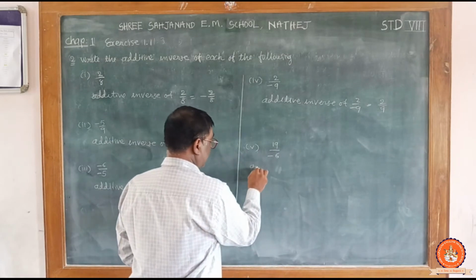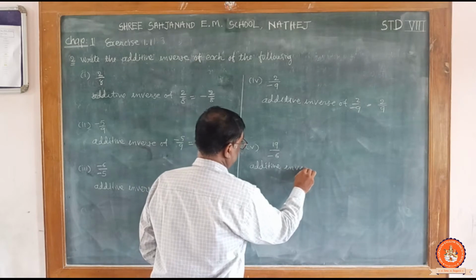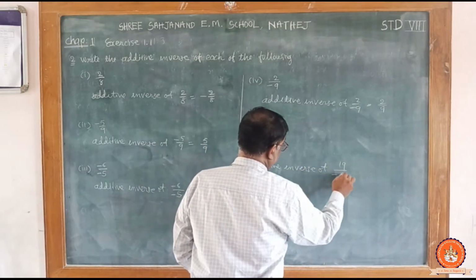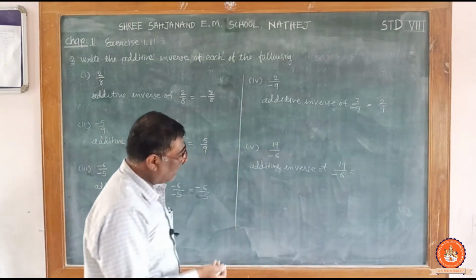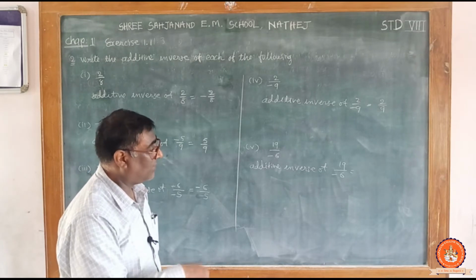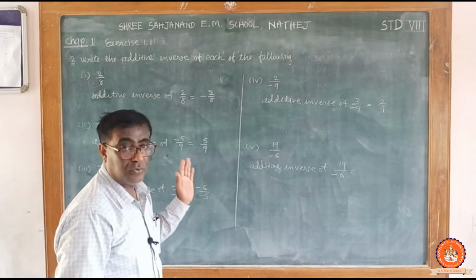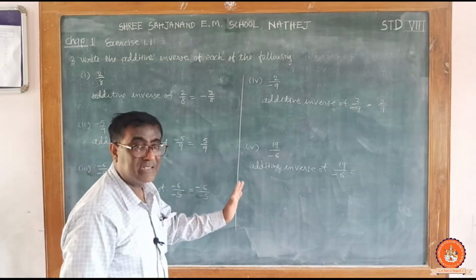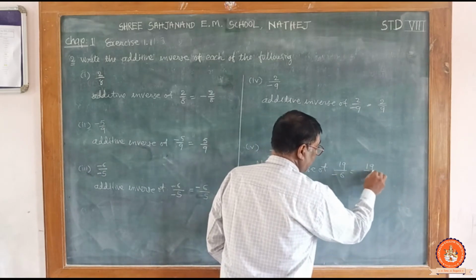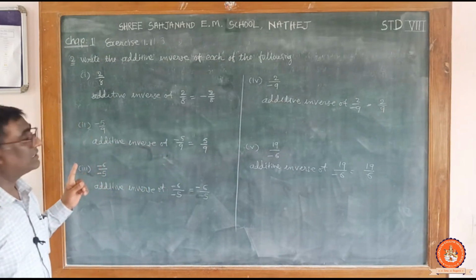Now additive inverse of 19 divided by minus 6. Once again, there is a negative sign in the denominator. If you want to get the additive inverse of the given number, you have to remove one negative sign if it is there. So here it is a negative sign, we will remove it. So it's 19 upon 6. So I think you have got this. Okay.